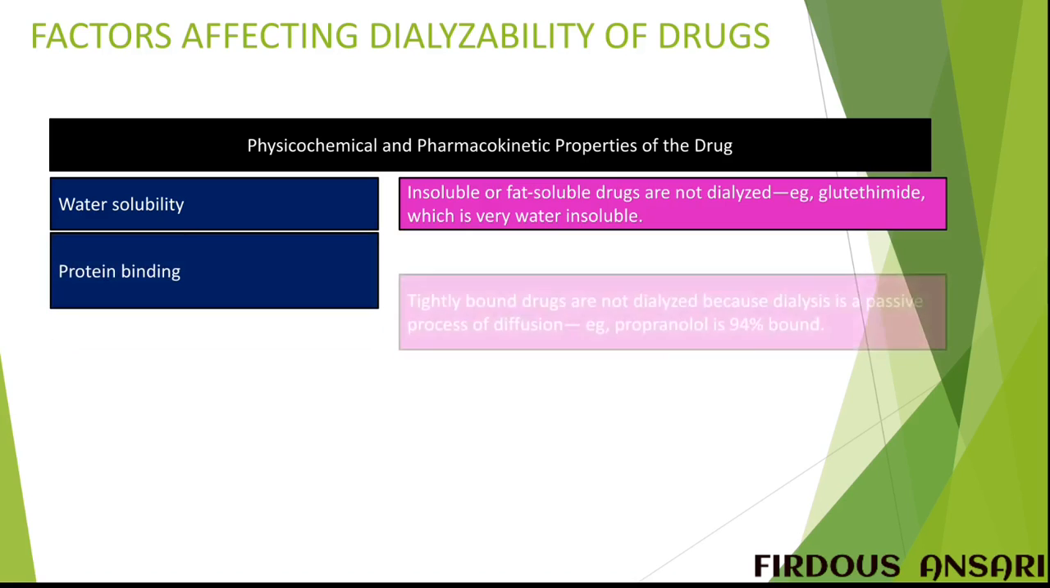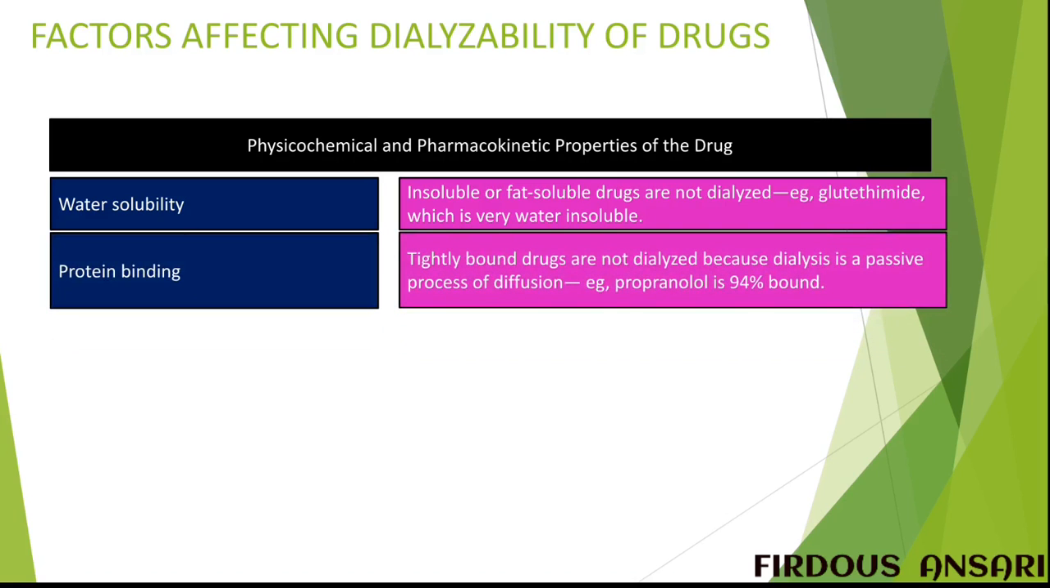Next, protein binding. Tightly bound drugs are not dialyzed because dialysis is a passive process of diffusion. For example, propranolol is 94% bound. So it is very difficult for propranolol to undergo dialysis. So for protein binding, any drug that has very good protein binding, the dialysis will fail for such drugs.